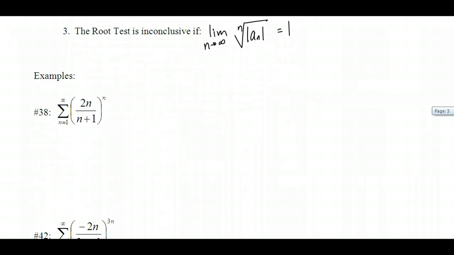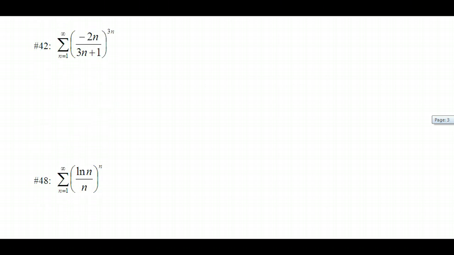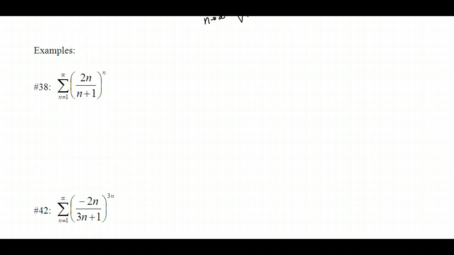Looking at some examples, it's very obvious when you should be using the root test. Here you have something raised to the power of n. Number 42, it's raised to the power of 3n, which is just fine. 48, that ugly thing is raised to the power of n. So that's kind of the hint, like, hey, use the root test here to get rid of that exponent, and that's pretty nice to use.